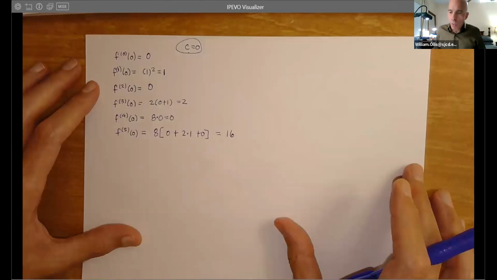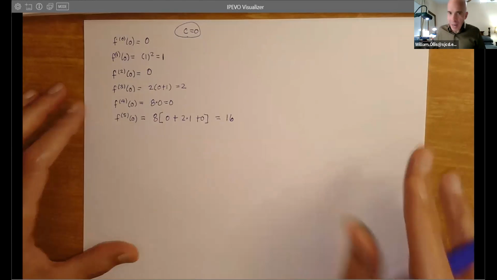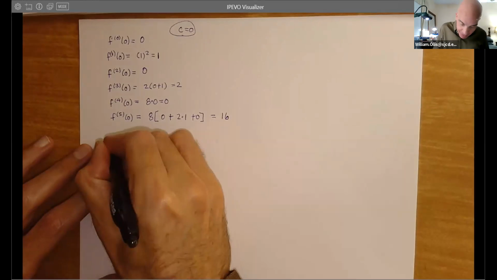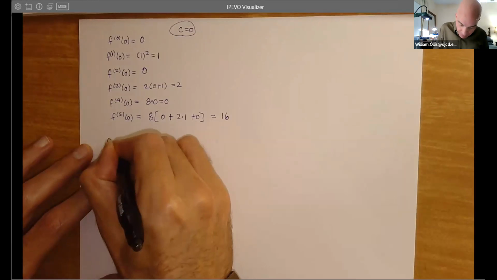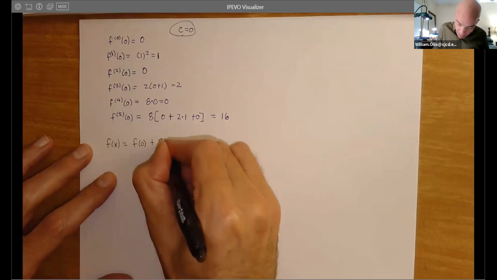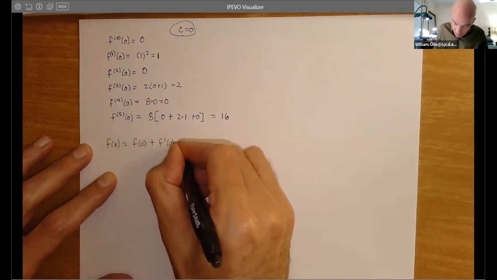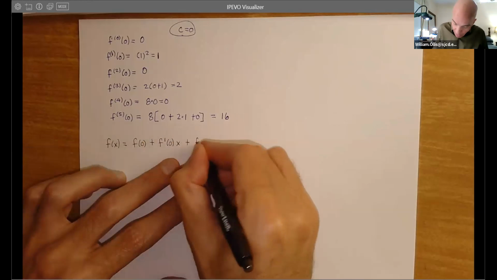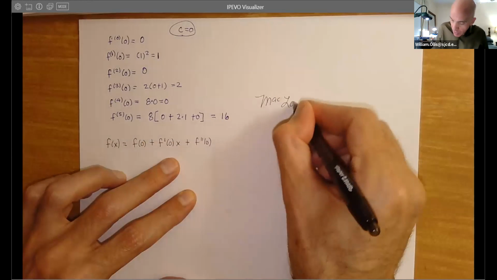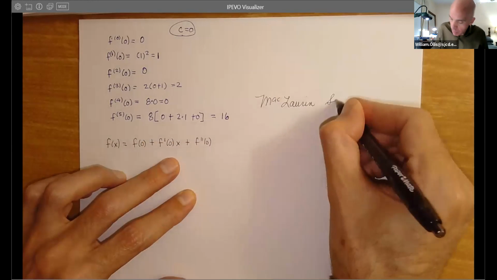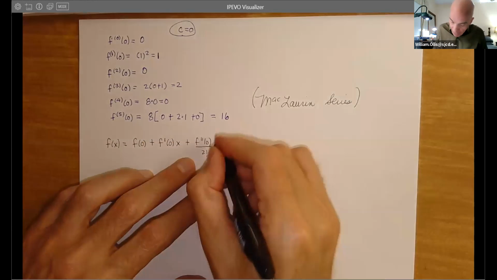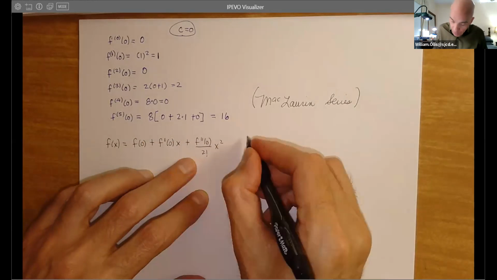So what we can do at this point is say, all right, how do we write the Taylor series? Well, we know that in this case, f of x will be f of 0 plus f prime of 0 times x plus f double prime of 0. So this is the Maclaurin series, Taylor series with c equals 0. Over 2 factorial x squared. So our friends, you know these coefficients.